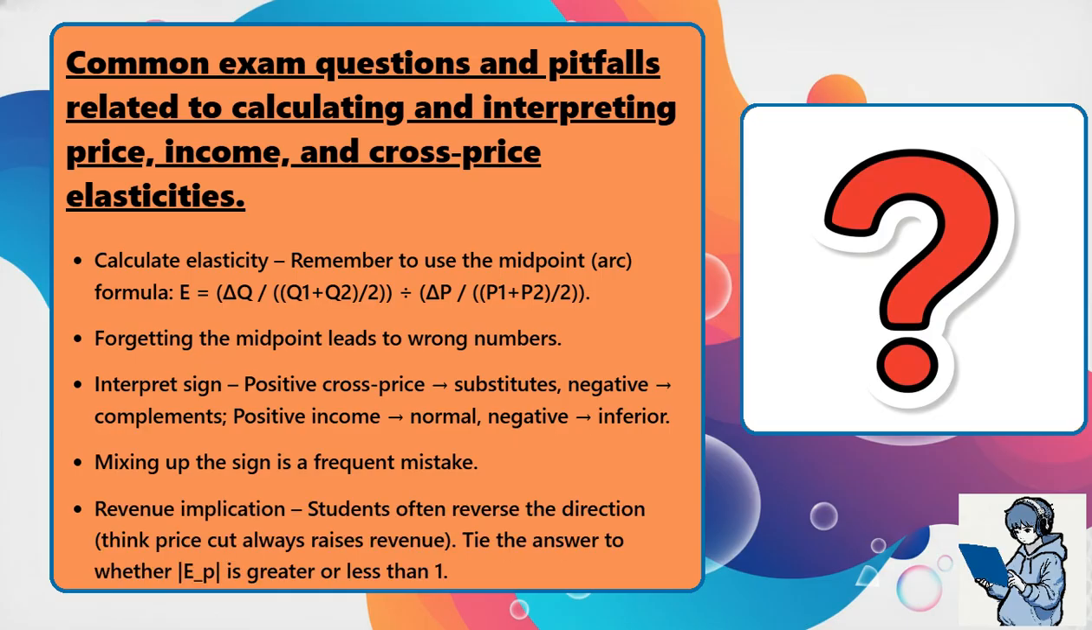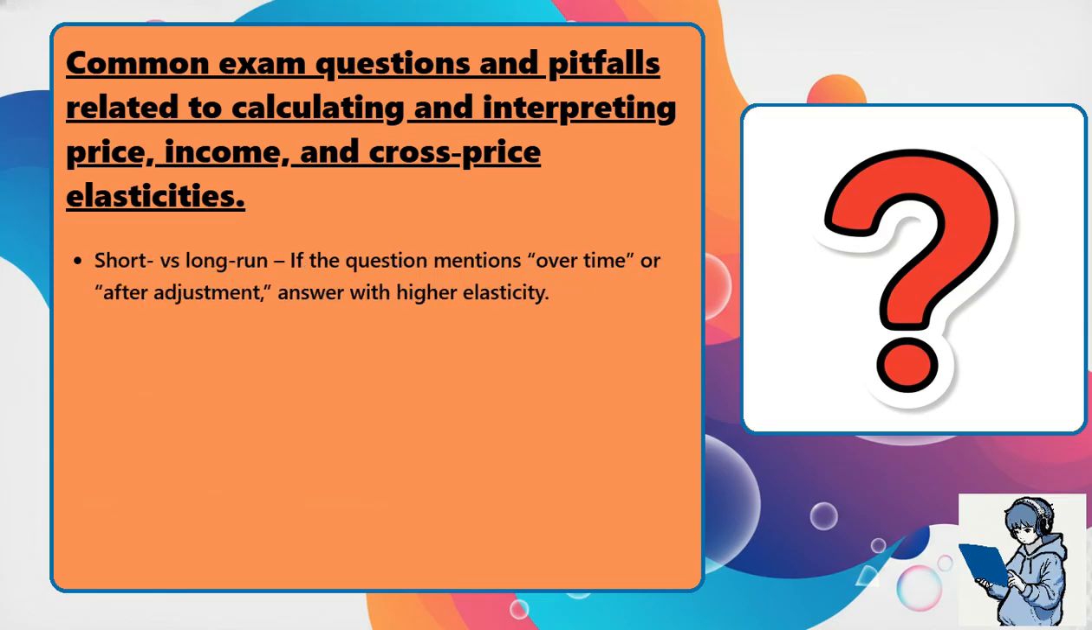Revenue implication. Students often reverse the direction, thinking a price cut always raises revenue. Tie the answer to whether the absolute value of price elasticity is greater than 1 or less than 1. Short run versus long run. If the question mentions over time or after adjustment, answer with higher elasticity.